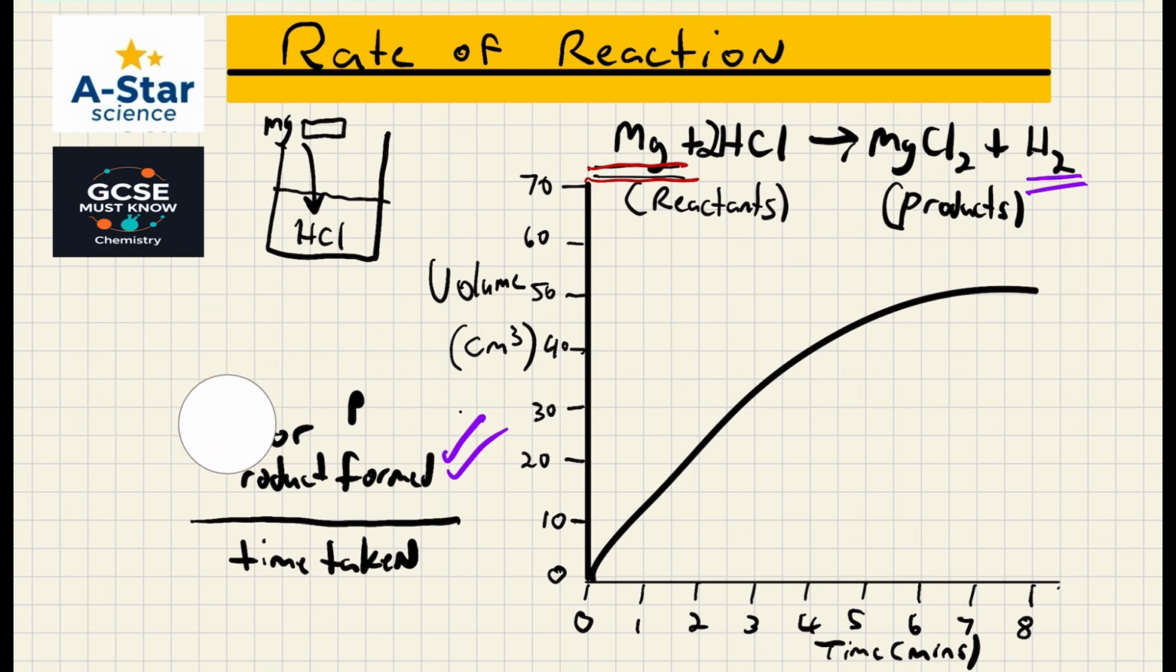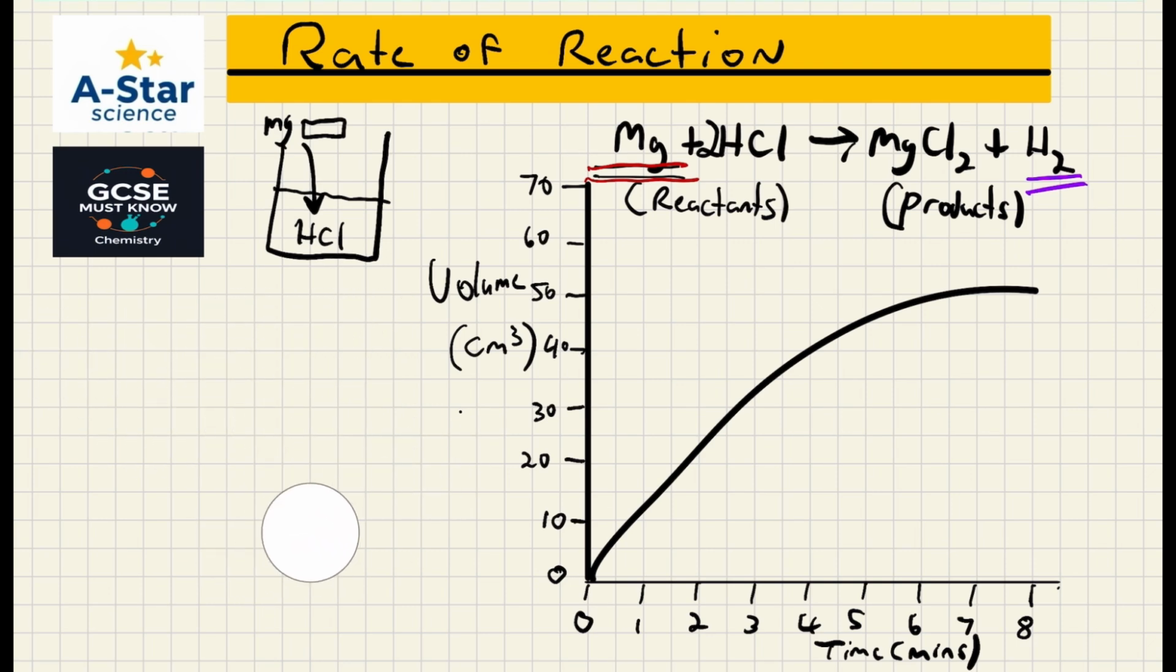You can also look at rate of reaction from a graph. And this is what normally on an exam they would have you do. They would have you look at a graph, and then you would be able to determine the rate of reaction. Now, I know that this is the reaction or the formation of the products.